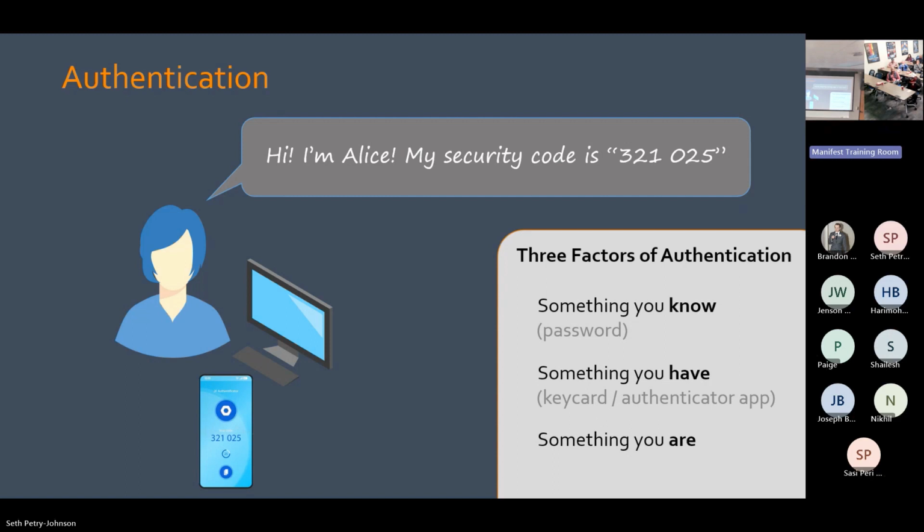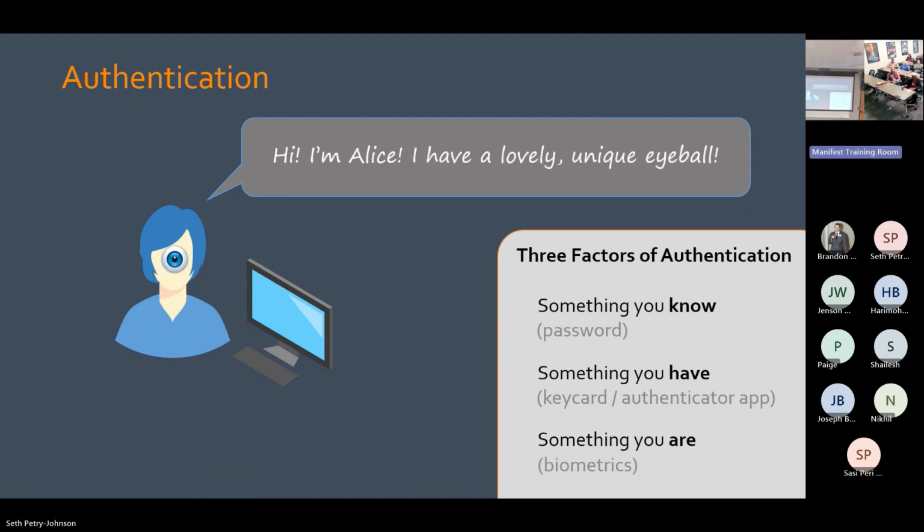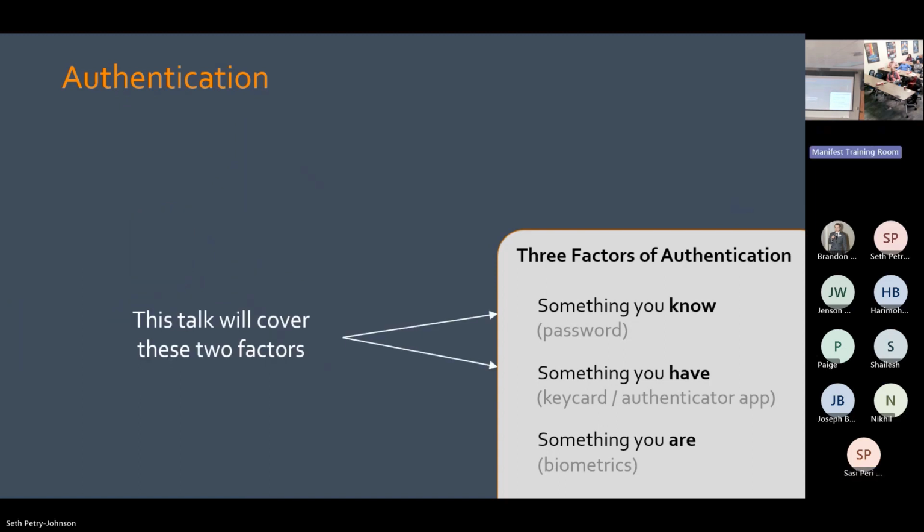So key cards and authenticator apps are an example of something you have, right? These are installed for or given to specific people. They're registered, so that's a factor of authentication. And then biometrics are an example of something you are, right? Unique fingerprint, retinal scan, whatever. So I'm going to talk about the first two factors today. I'm not going to cover biometrics. But once you understand how the first things work, you'll have what you need to understand biometrics if you want to research that further.